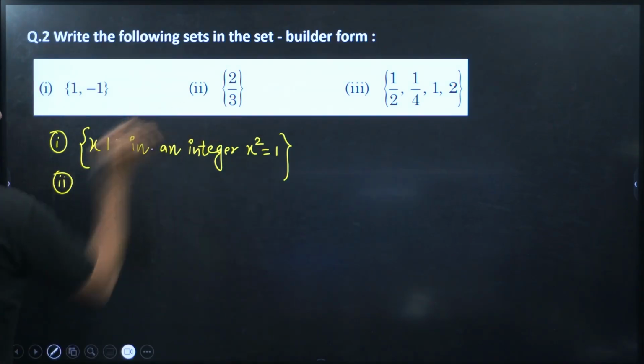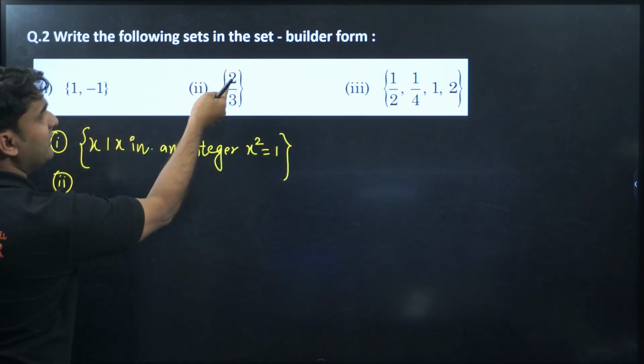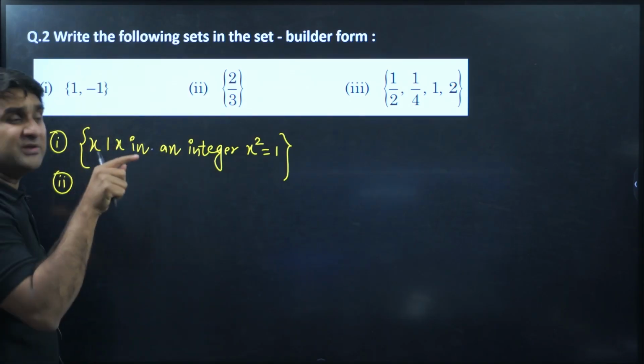For this question, okay, this is fraction, and if you divide 2 by 3, so the result will be 0.666666.